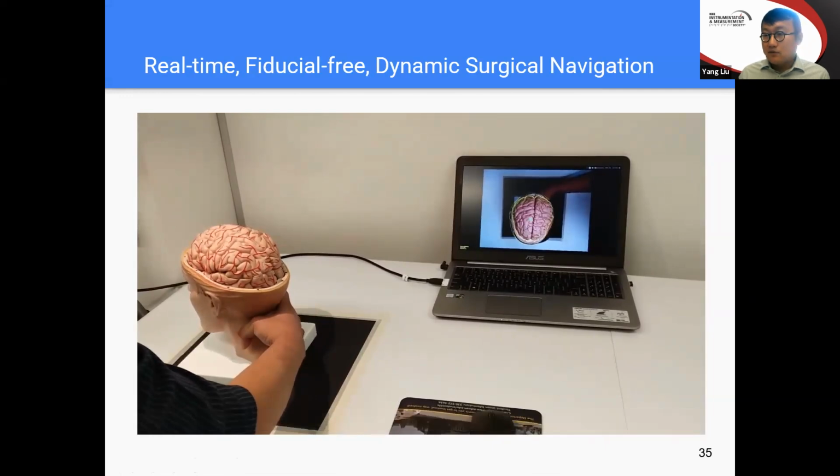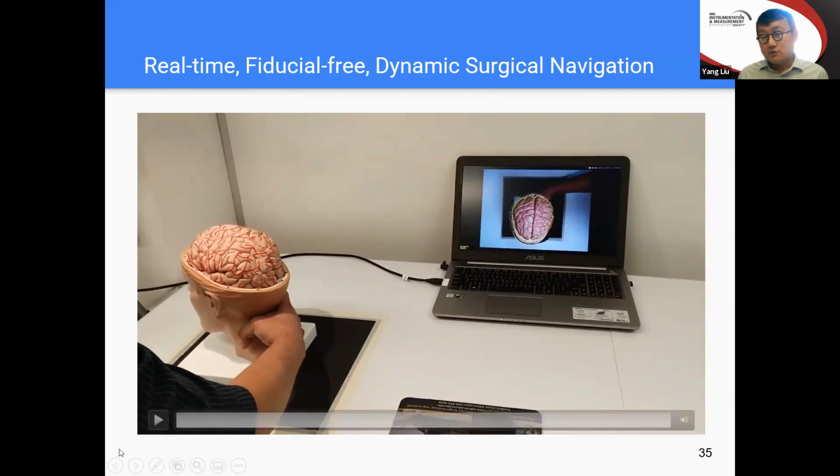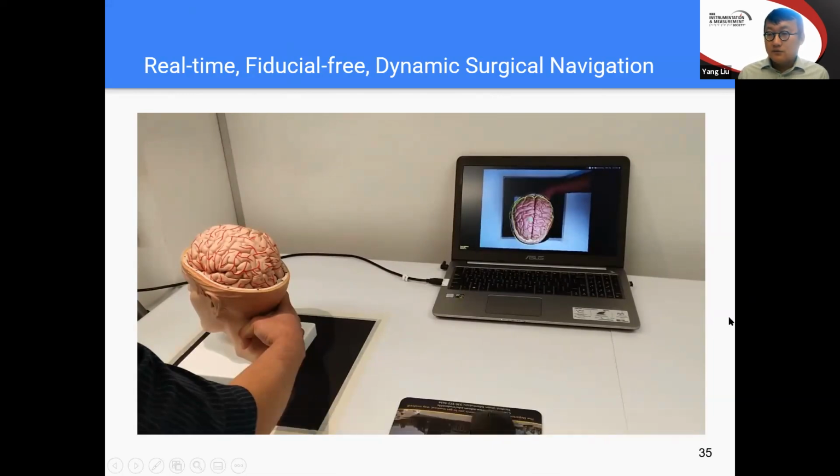And one of the beauties of the system is that we don't need any fiducial. The whole system is fiducial free. We're using computer vision for image registration instead of using markers and fiducials.